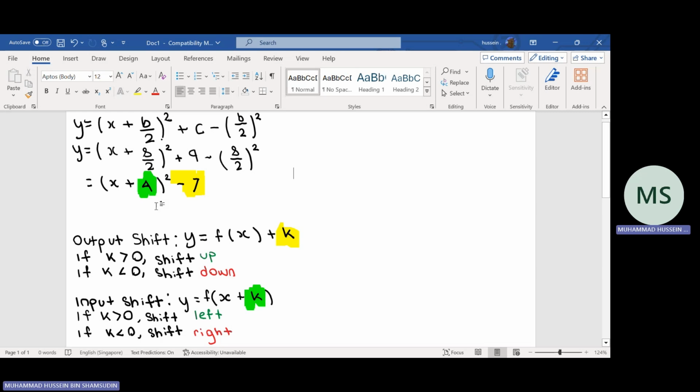For input shift, if k is bigger than 0, the graph will shift to the left, and if k is lesser than 0, the graph would shift towards the right. Since 4 is inside the bracket and is positive, we can conclude that the graph shifts towards the left by 4 units.